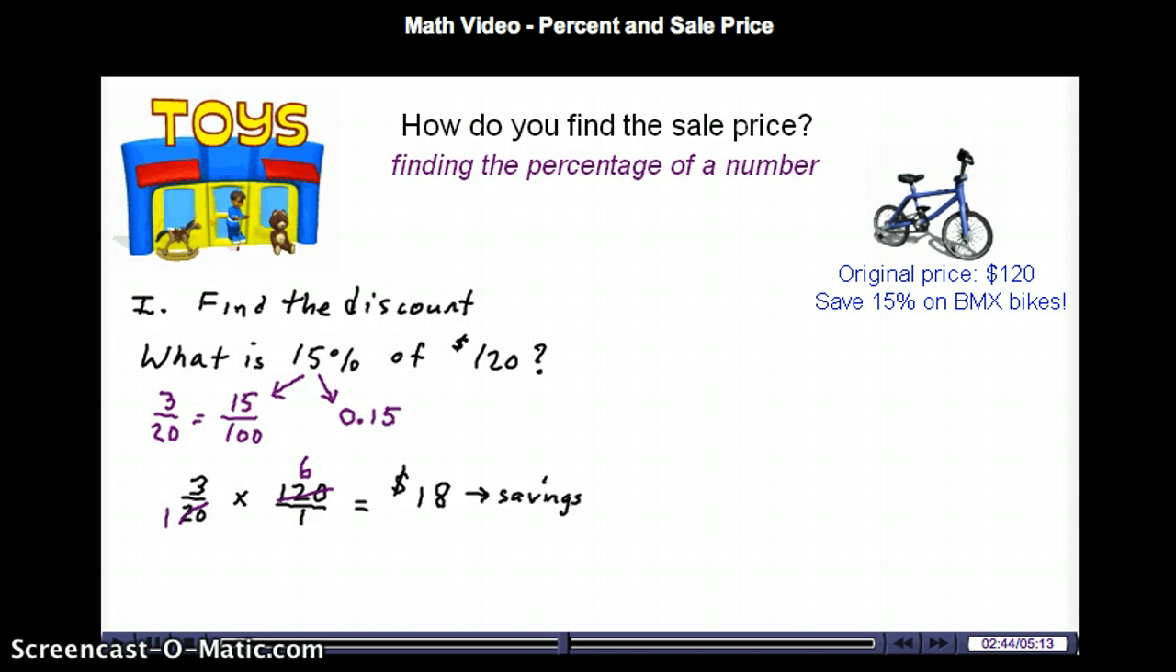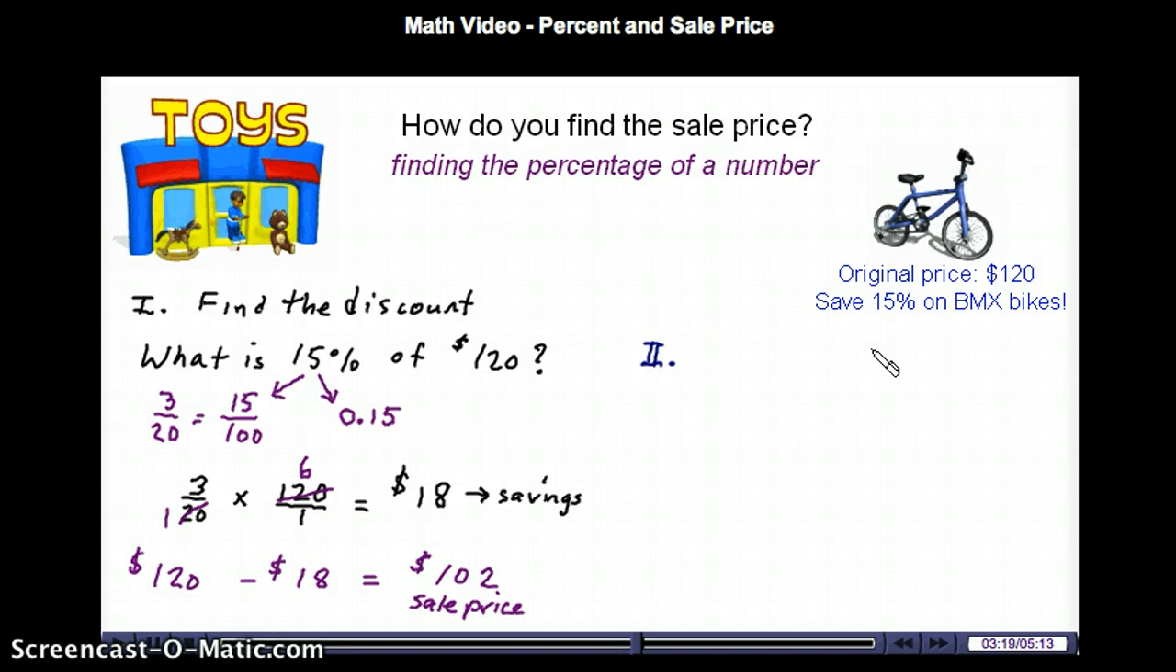To find the sale price, I need to subtract the savings or the discount from the original cost. So $120 minus $18 equals $102. And that's the sale price. So the first method had 2 steps. First, we find the discount or savings, and then we subtract the discount from the original price to get the sale price. Now let's look at a second method.